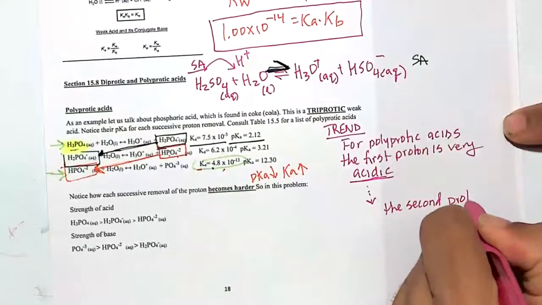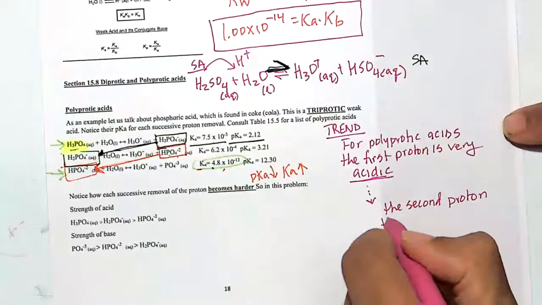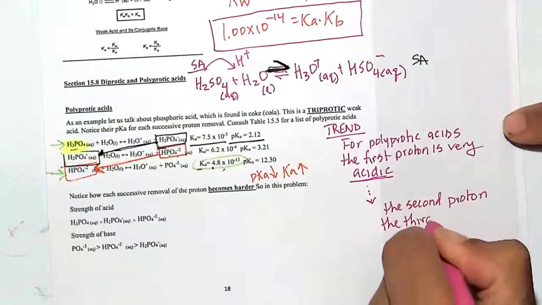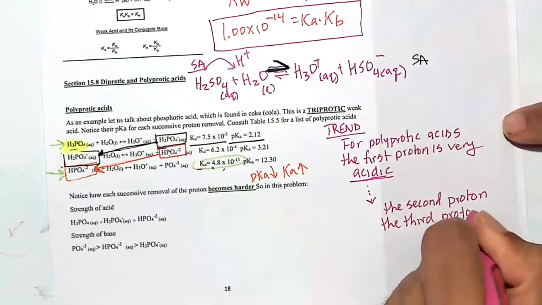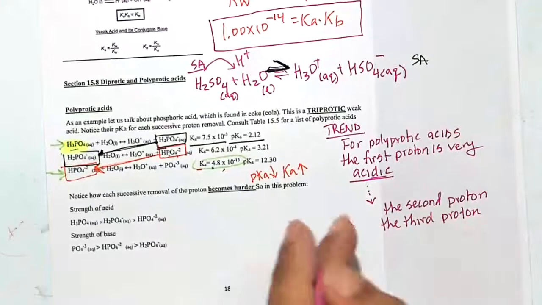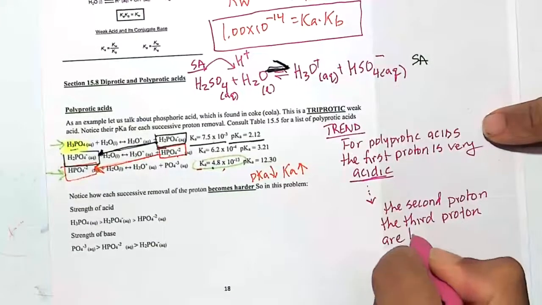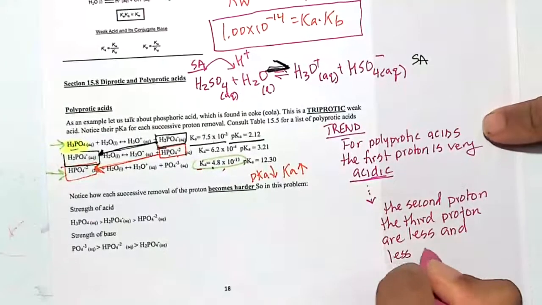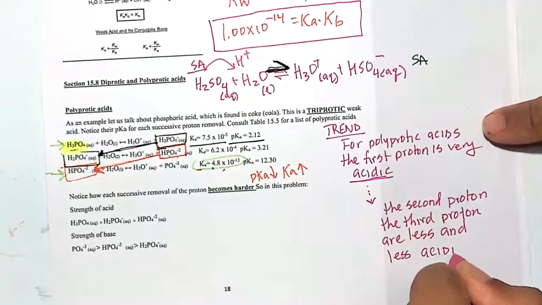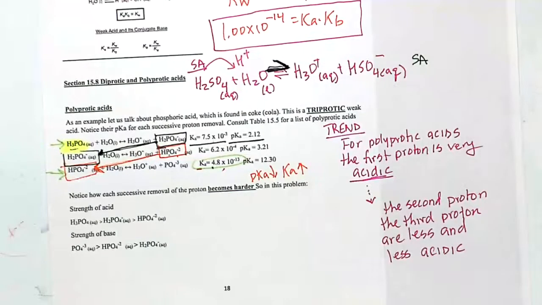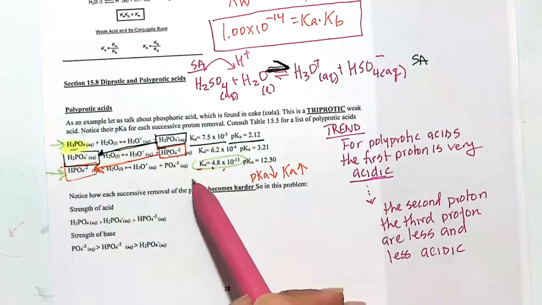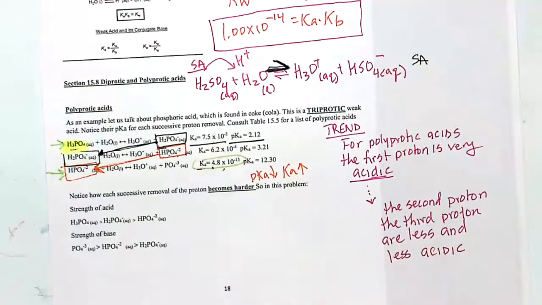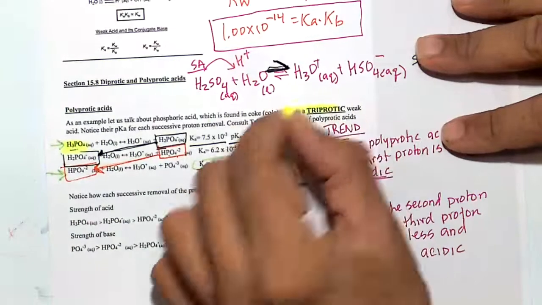The second proton and the third proton are less and less acidic. This is what we see for polyprotic acids, more than one proton. So they call phosphoric acid triprotic. Tri means 3, so it can give off 3 protons.